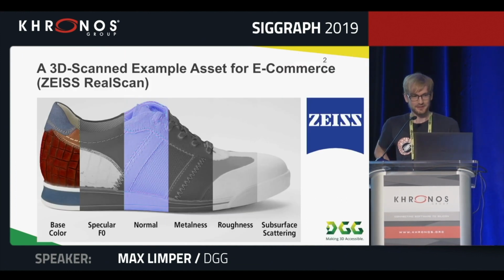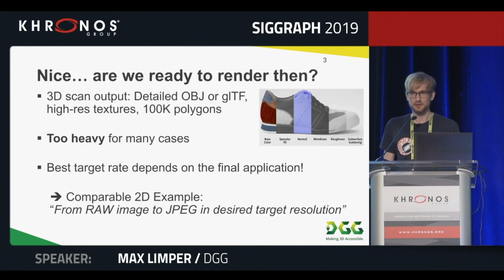So this is an asset that we got out of the Zeiss real scan system, which is pretty impressive because you can see that it already has all the PBR maps that we need, and it looks reasonably good. So this is around 100K polygons. It's an OBJ file. You can also get GLTF from them. It has high resolution textures.